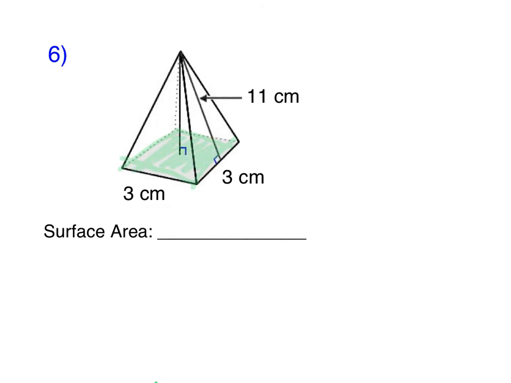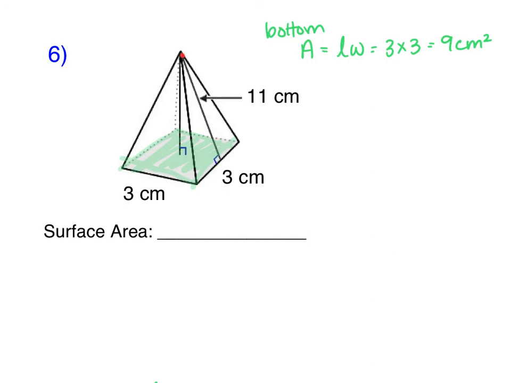So the bottom, I'll do it in green. The area of the bottom is length times width, which is 3 times 3, so 9 centimeters squared. And there's only one of those faces, so that's all I have to do for that. I don't have to multiply it by 2 like I did for the rectangular prism.